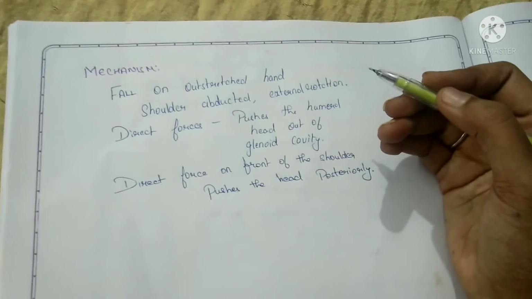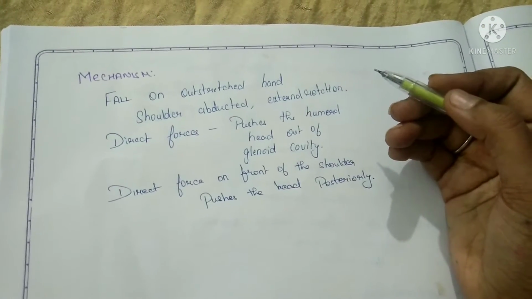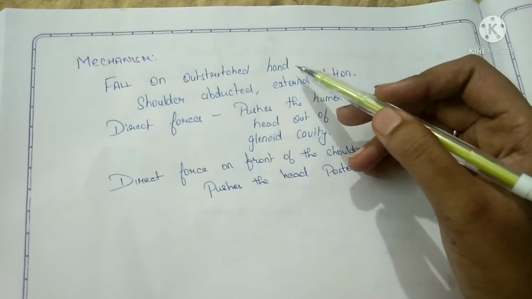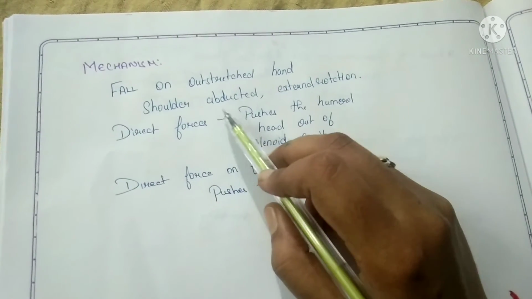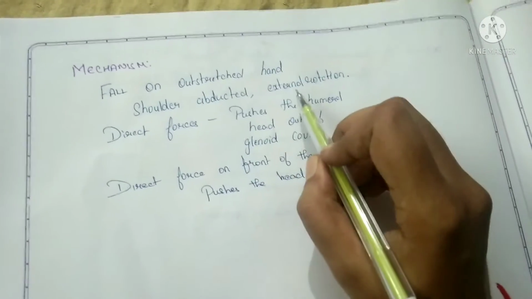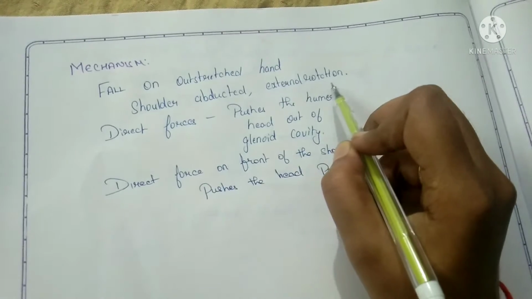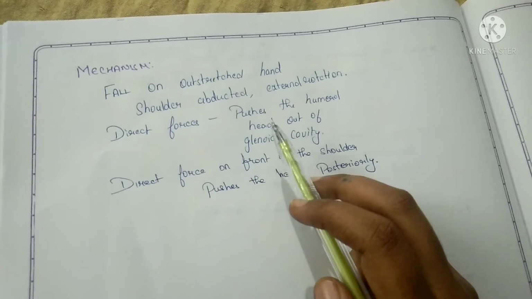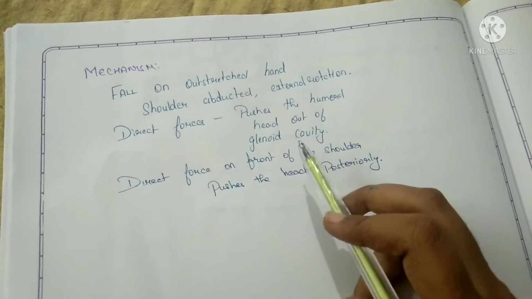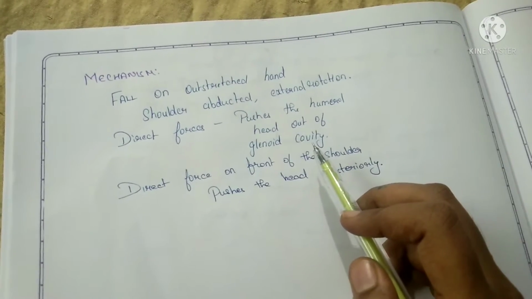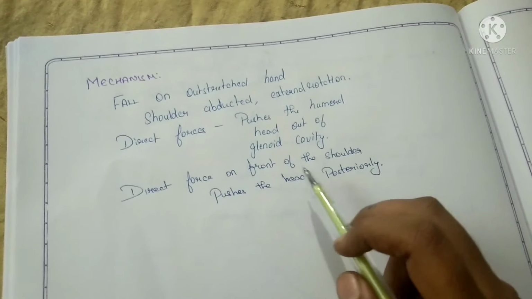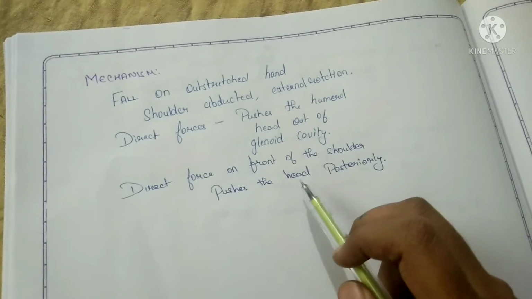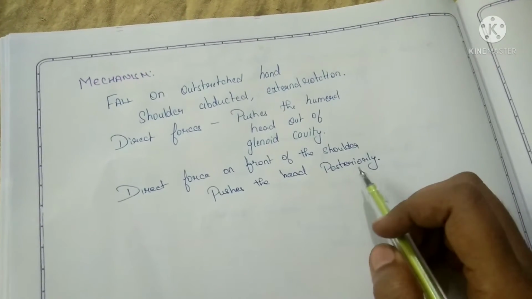Now we are seeing how the dislocation occurs. The dislocation results from a fall on the outstretched hand with the shoulder abducted and externally rotated. When we fall with the outstretched hand and the shoulder is abducted and externally rotated, it results in shoulder dislocation, and also it can occur due to a direct force which pushes the humeral head out of the glenoid cavity. If the force is in front of the shoulder, then it pushes the head posteriorly. So this causes the posterior dislocation.